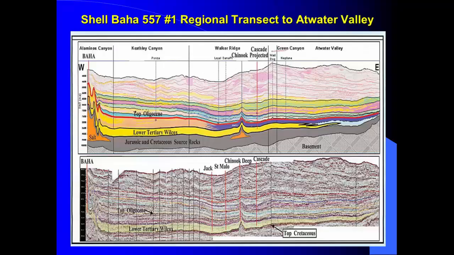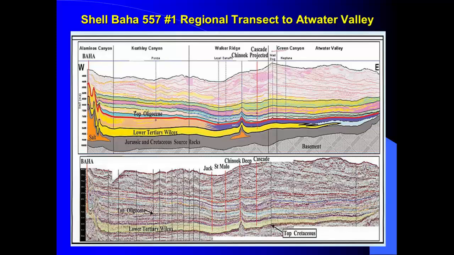Okay, then if you take the Wilcox and run to the east, this is the Baja, so using that as a guide, you're running all the way over here. It's the lower Tertiary Wilcox. You can see it eventually fades out over here.